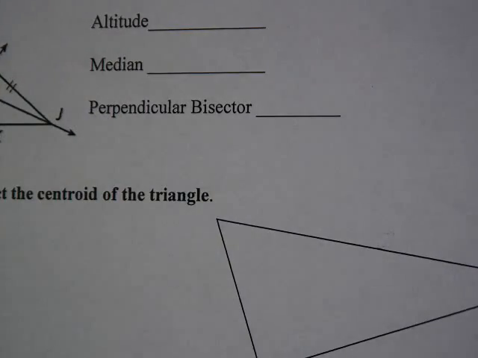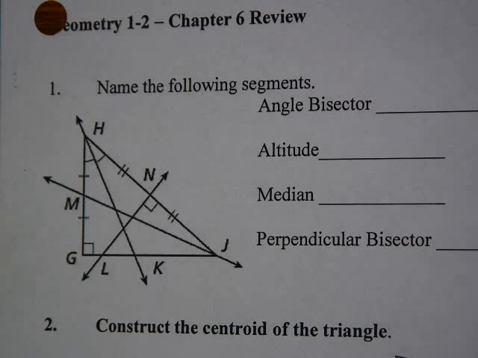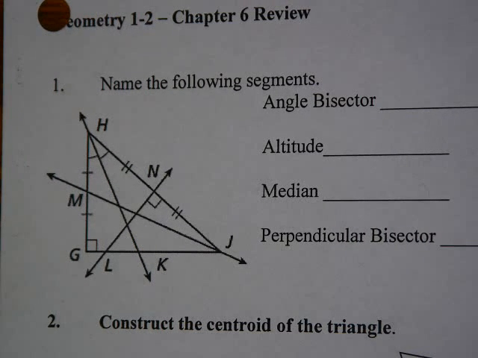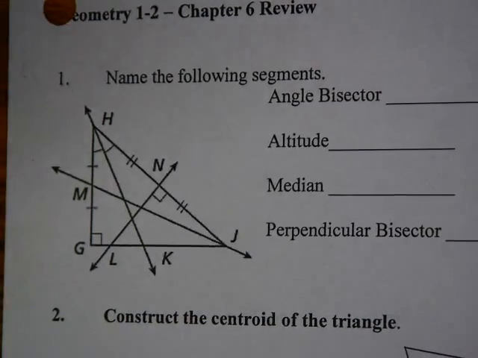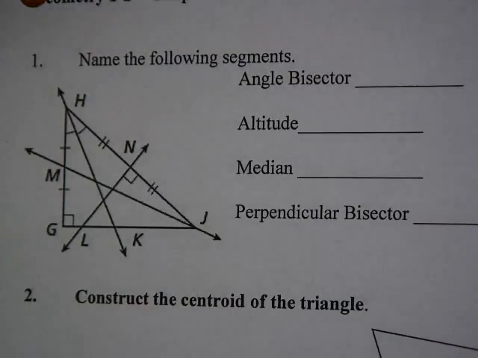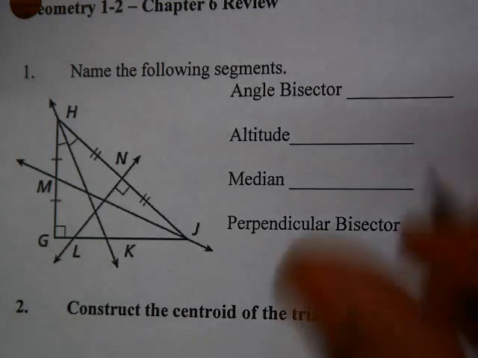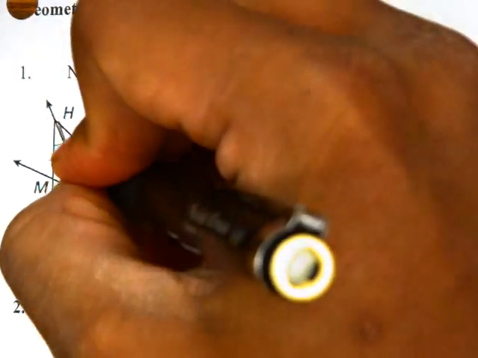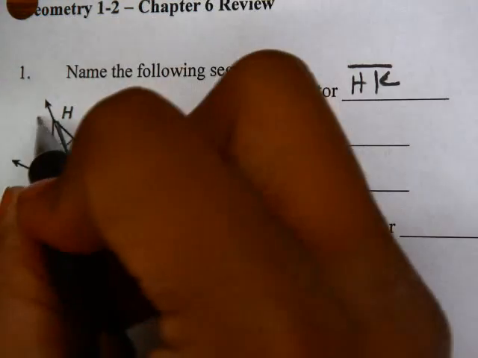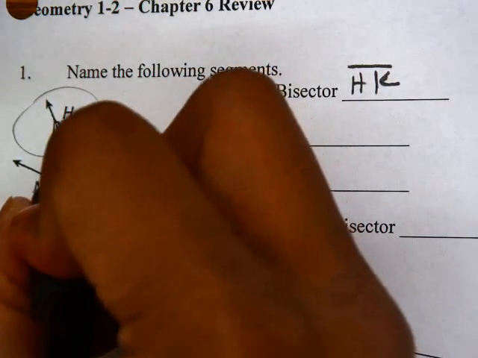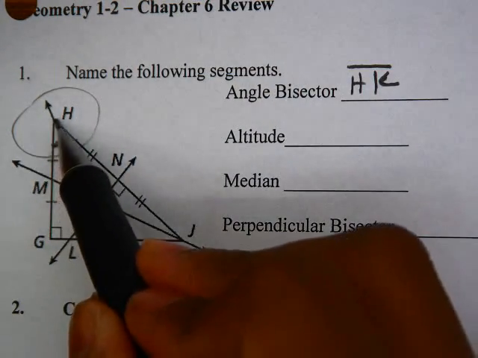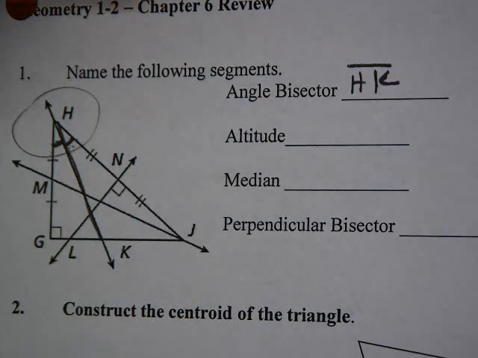Right. So on to chapter 6. In number 1, I'm supposed to just name the following segments. Start off with an angle bisector. So an angle bisector is a line, a segment, or ray that cuts an angle in half. So that looks like it's HK. Because HK is cutting angle H in half. And you can tell because of these markings here. Those angle markings mean this angle is equal to that angle. That means that angle was divided into 2 equal parts.